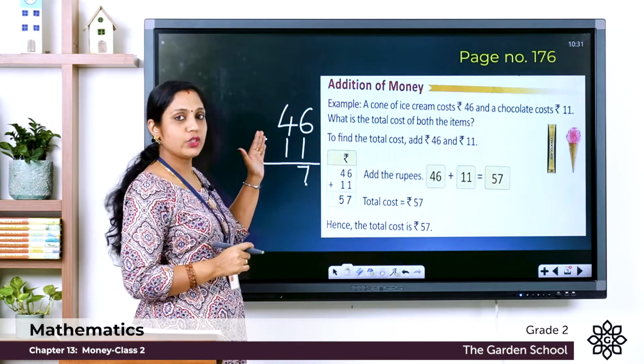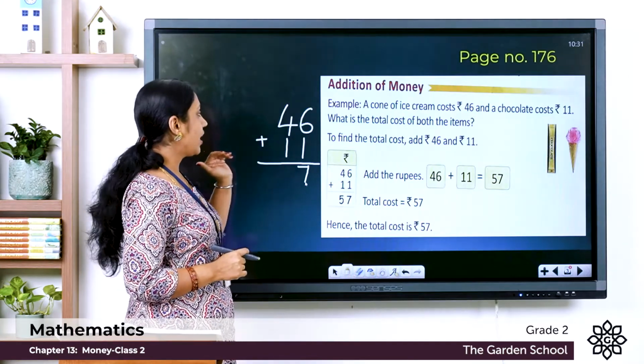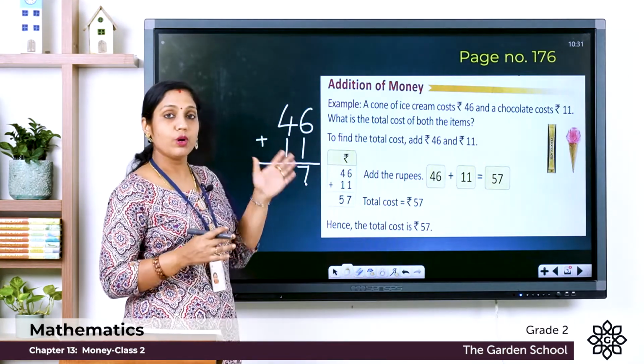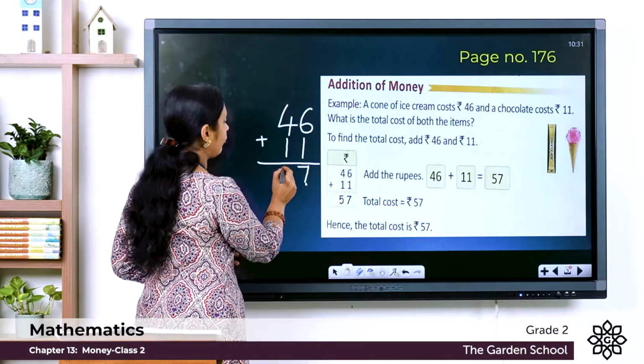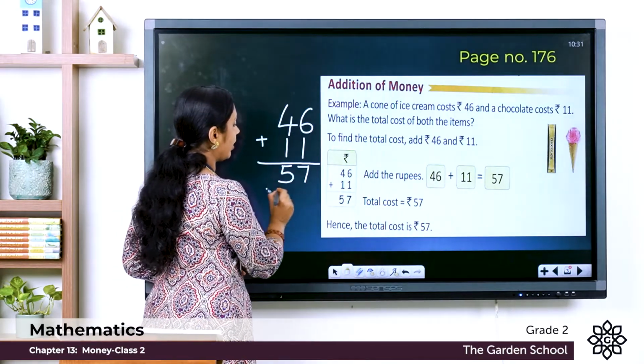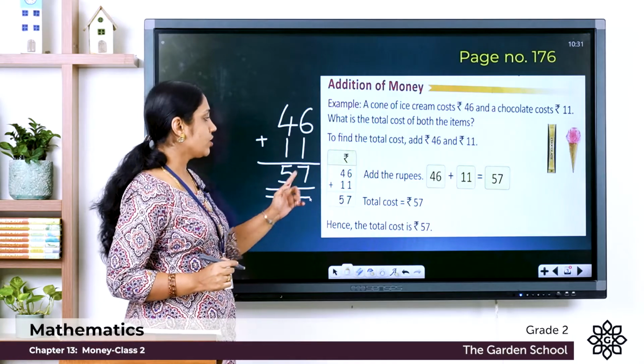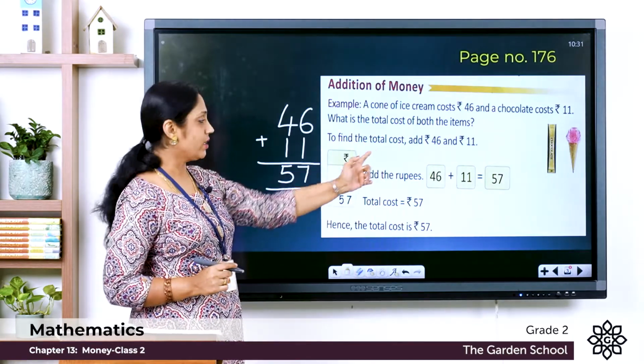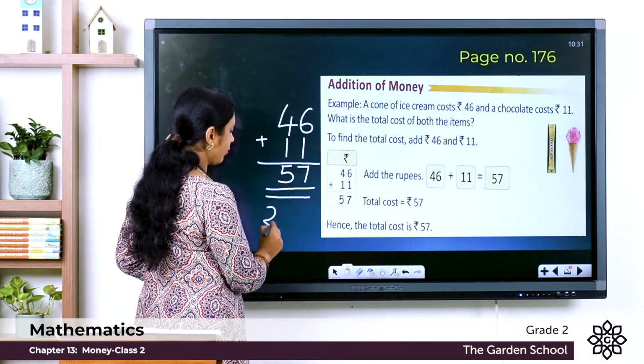Now we have to move on to the tens place. In the tens place we have 4 plus 1. So 4 plus 1 is 5. We'll write 5 here under the tens place and we get the answer 57. So the total cost of both these items is rupees 57.